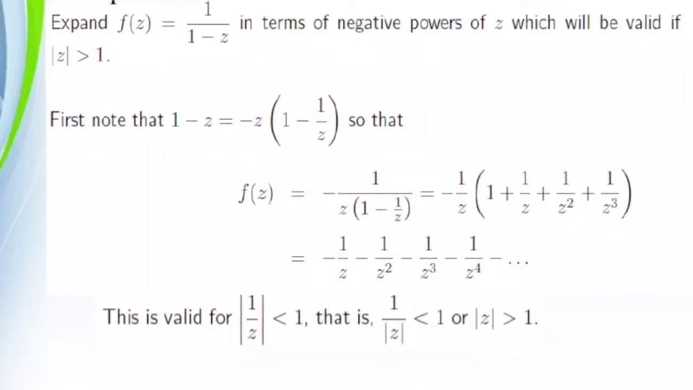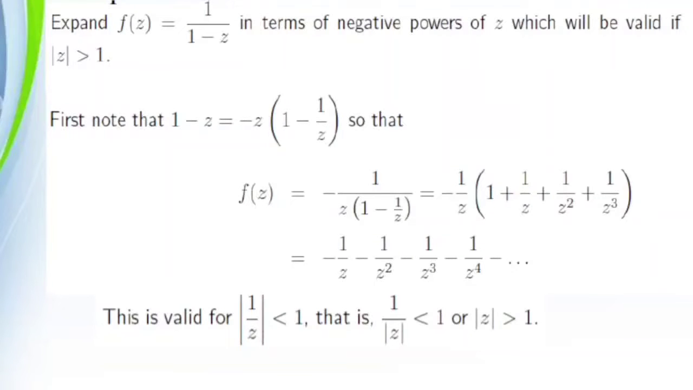Okay, let us see this example. Expand f of z equal to 1 by 1 minus z in terms of negative powers of z, valid in the region mod z greater than 1. We have the binomial expansion 1 plus z plus z square etc., which is valid when mod z is less than 1. So here we have to expand this in the region mod z greater than 1.